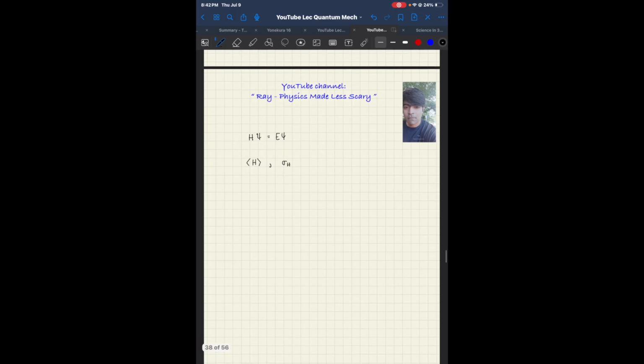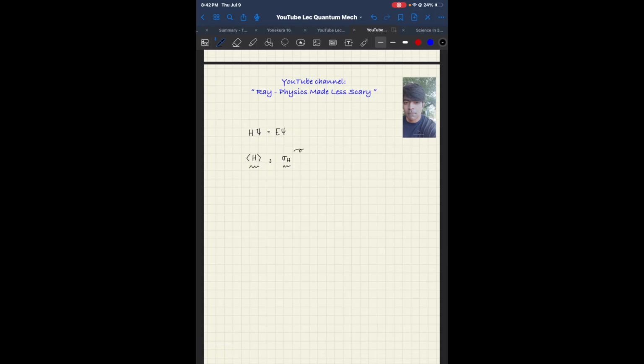Or in other words, I want to measure H, and if I measure it multiple times, I want to see how the value of H that I get is distributed. That's what the standard deviation does, right? It tells you how distributed your outcomes are.